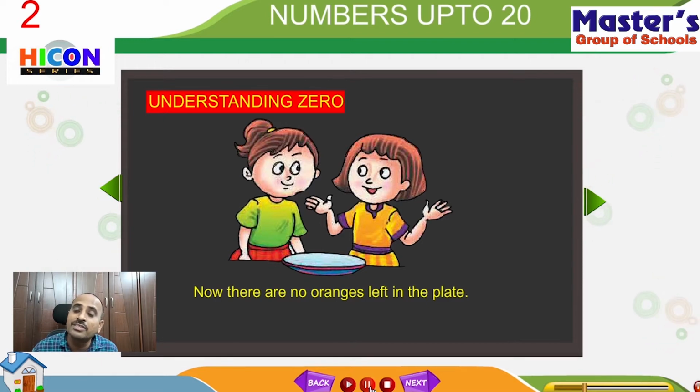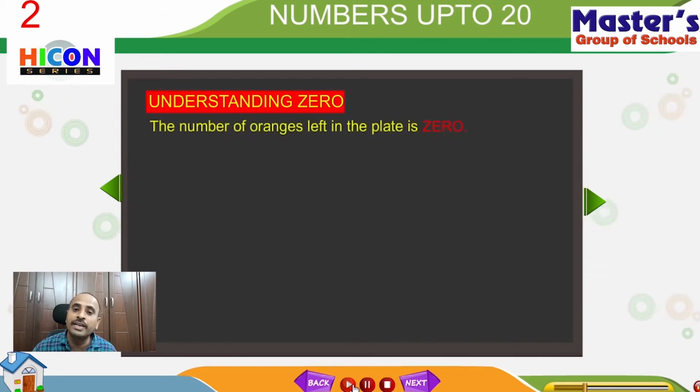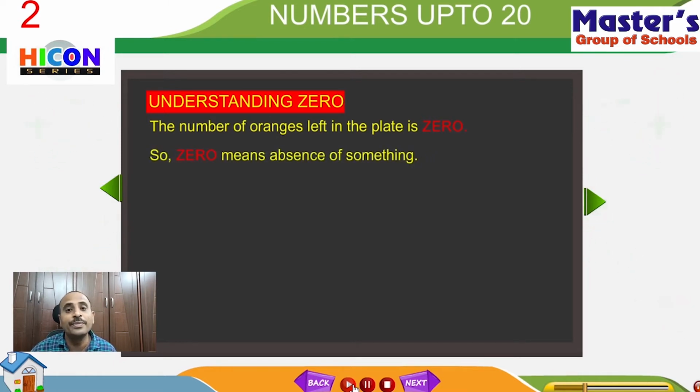So how many oranges are there? No oranges. So the oranges are absent. This absence of anything is called 0. So how many oranges are there? 0 oranges. That means the number of oranges left in the plate is 0. So 0 means absence of something. That means nothing. So 0 means nothing.